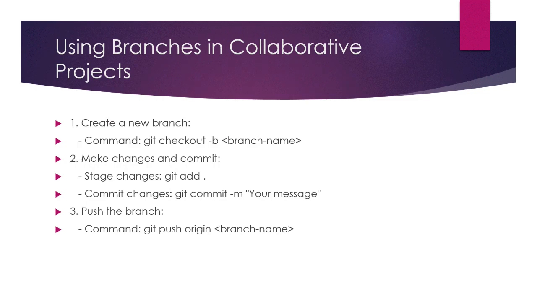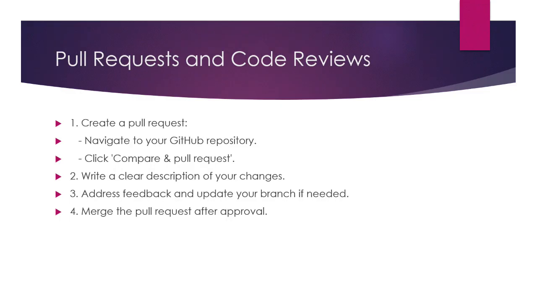4. Make some changes to a file and save it. 5. Stage and commit the changes: `git add .` then `git commit -m "add new feature"`. Once your changes are complete and tested, it's time to push your branch back to GitHub. 6. Push the branch: `git push origin feature/new-feature`. Your branch is now on GitHub, ready for review and merging.